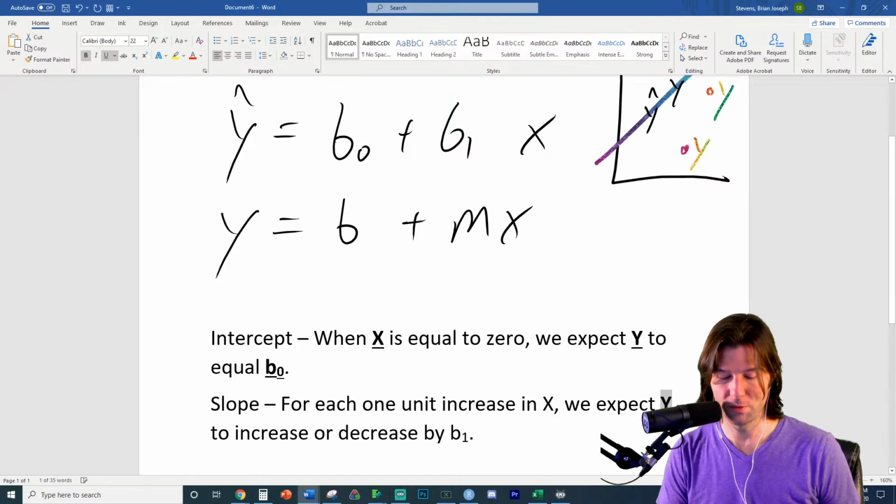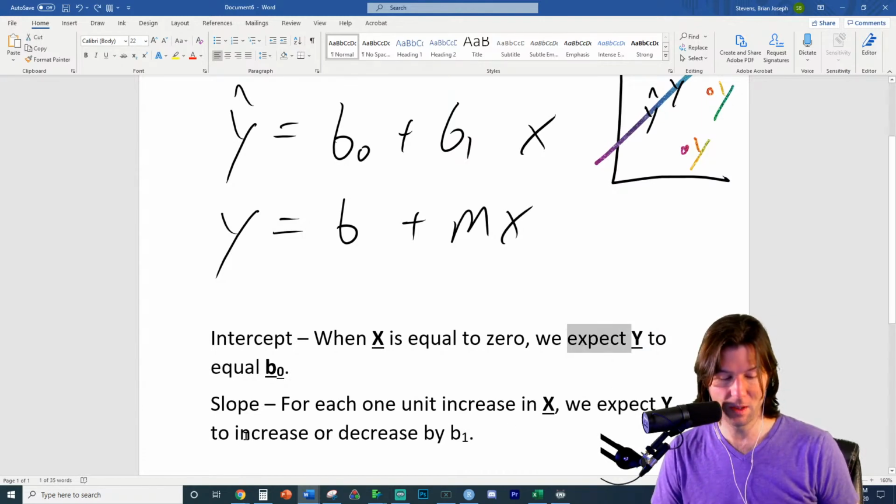Like, not that it will. Do not put words like will. It's very, very wrong if you say will right here. That means this will happen. The line is just making predictions. And I don't want to write it that way. I want to write it this way. You won't write increase or decrease.